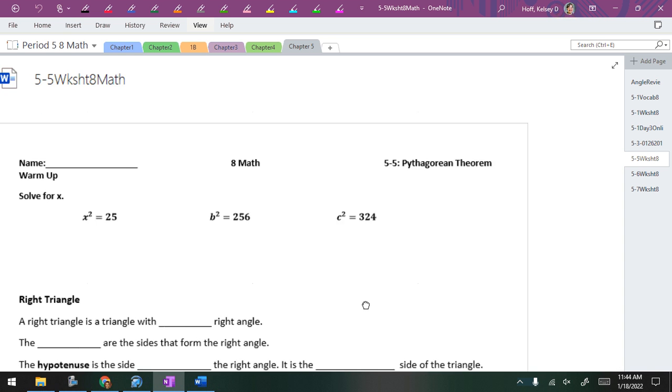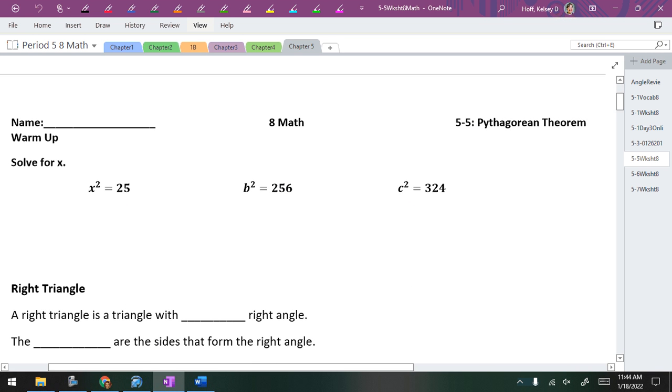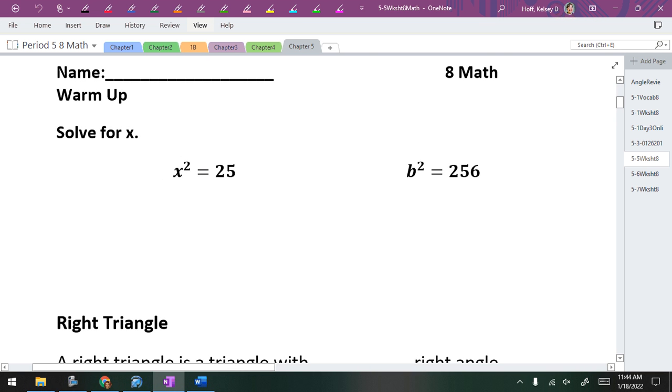Right, we're going to start with a little bit of a warm-up, remembering some things we did back in chapter 1. We solved these equations in chapter 1. X squared equals 25. I need to get rid of that squared, or in other words, I need to ask myself, what number squared, or what number times itself, gives me 25? What are you guys going to tell me? What number times itself gives me 25? 5. 5 squared is 25.